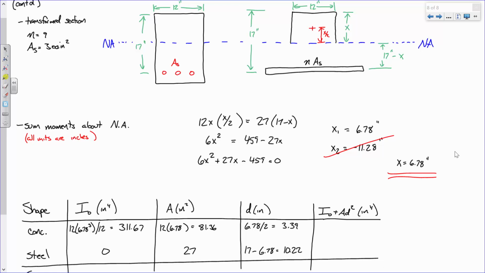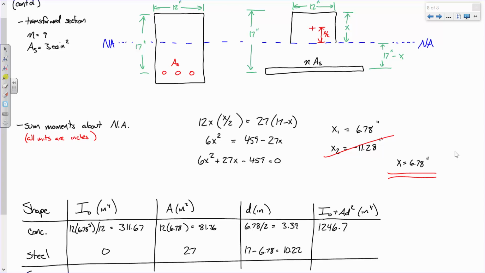Anybody got an answer for me? 1,246.7. Do I have a second on that? Yep. There might be a difference or two with some rounding, but I'm not really worried about that for our purposes. All right, and then the next one, 0 plus that times that squared.